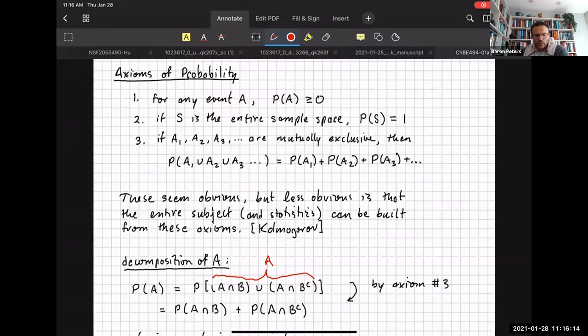That means that I can always write the probability of an event A as the probability that I have A and B added to the probability that I have event A and not B. And this again will be something that will be very useful as we begin to talk about Bayes' theorem and things like that.